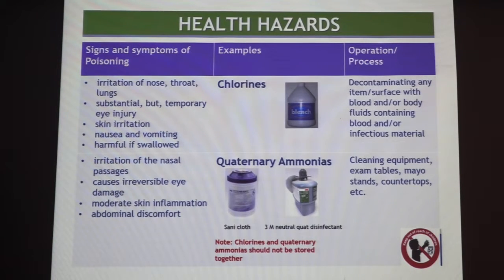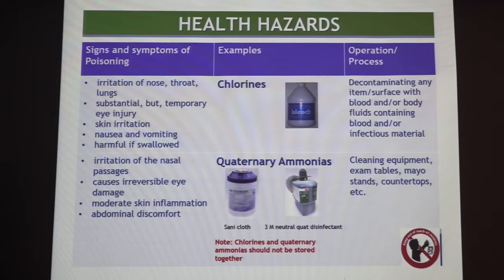Quaternary ammonias, that's most of our cleaners are based on quaternary ammonias. You have Sani-Cloth and most disinfectants. A special caution with the Sani-Cloth: please be careful because it's in a tub like baby wipes, and some people perceive that to be baby wipes. So please keep that in mind when you have the wipes out in the public.